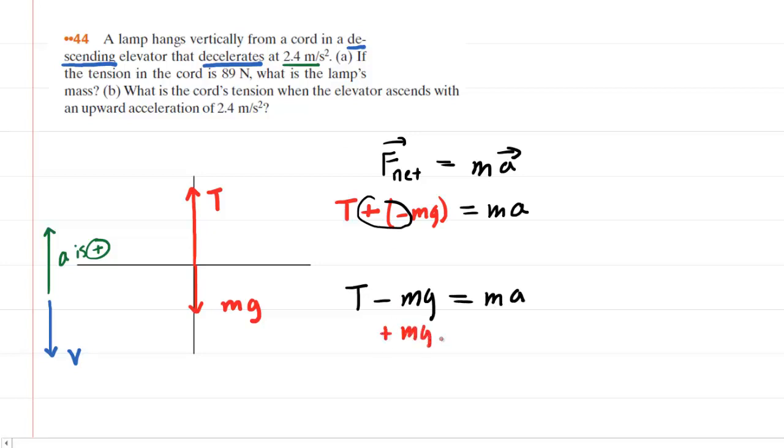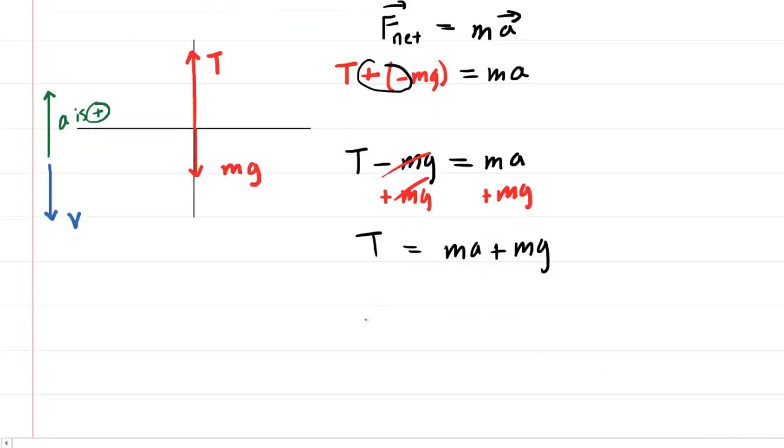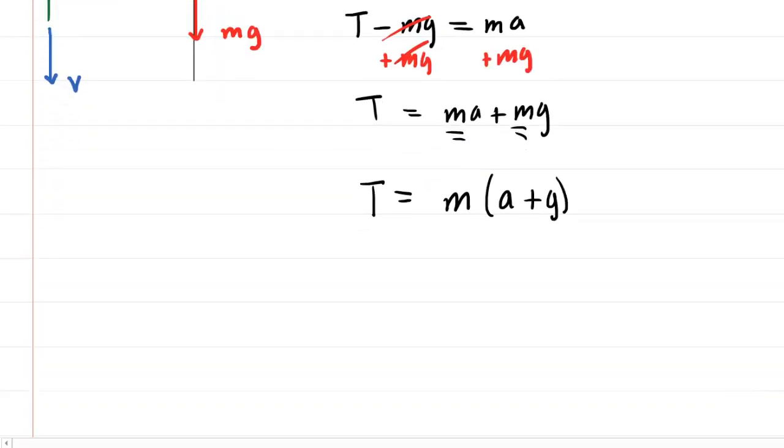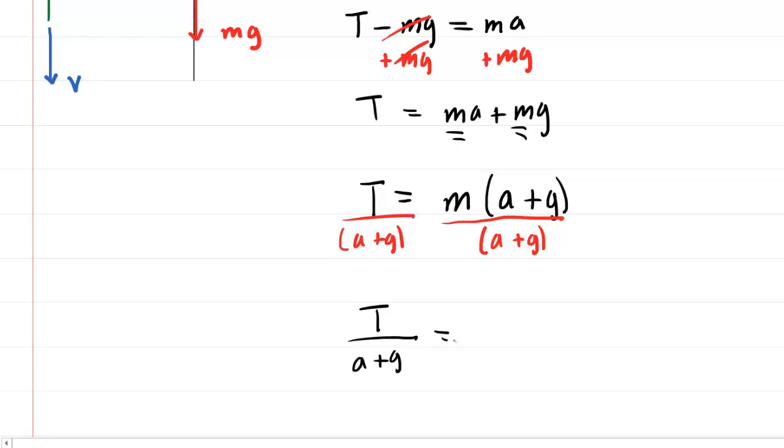We want to solve this equation for the mass, which is what we're being asked for. So let's add mg to both sides of the equation. They'll cancel out on the left side. We now have T = ma + mg. Continuing to solve for mass, we factor out m on the right side, since it's a greatest common factor. This leaves us with (a + g). Finally, we divide both sides of the equation by the quantity (a + g). So we can see that T/(a + g) is equal to the mass.